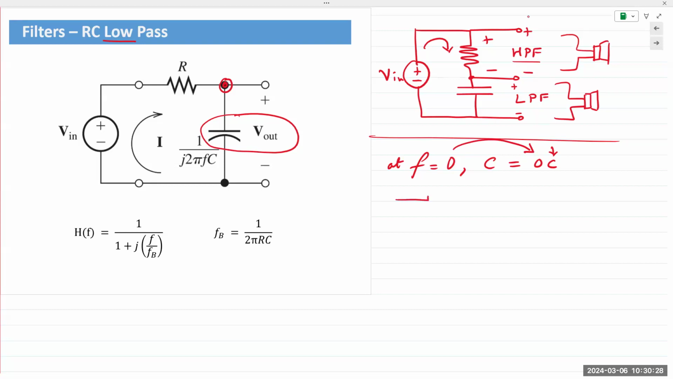So if you replace the capacitor with an open circuit right there, what do we see at the output? V out would be equal to V in, right? You're trying to measure the voltage across the capacitor. That would simply be equal to V in. So at low frequencies, the V out level is exactly equal to the input voltage.